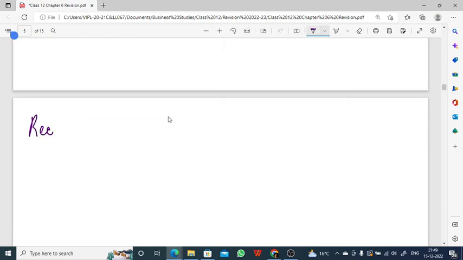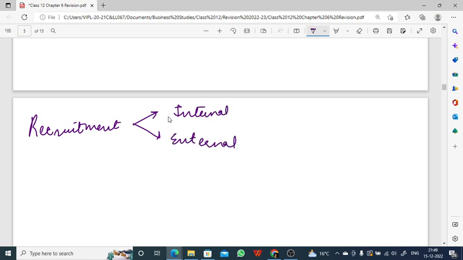Recruitment, we already understand that it is informing people and stimulating them to apply for the job. You understand this as a concept. Ab recruitment bhi na, it is of two types. Recruitment jo hai do tarike ka hai, internal and external. So when the people are within the organization informed and stimulated to work, like transfer and promotion, it is internal, right?